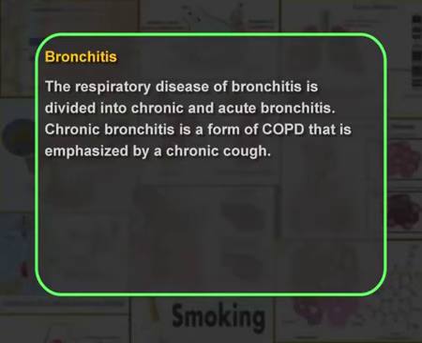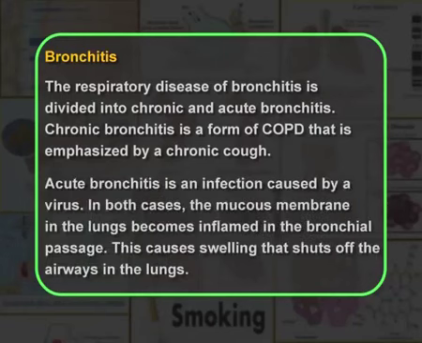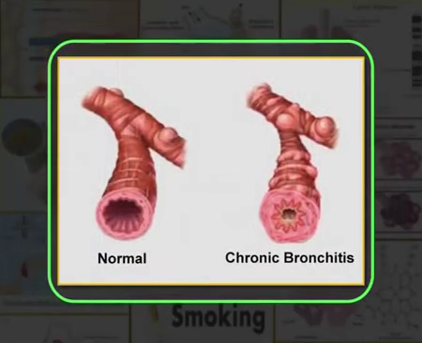Chronic bronchitis is a form of COPD that is characterized by a chronic cough. Acute bronchitis is an infection caused by a virus. In both cases, the mucous membrane in the lungs becomes inflamed in the bronchial passage. This causes swelling that shuts off the airways in the lungs. So, this is the diagram of a normal person and a person suffering from chronic bronchitis. You can see the shrunk air pathway.